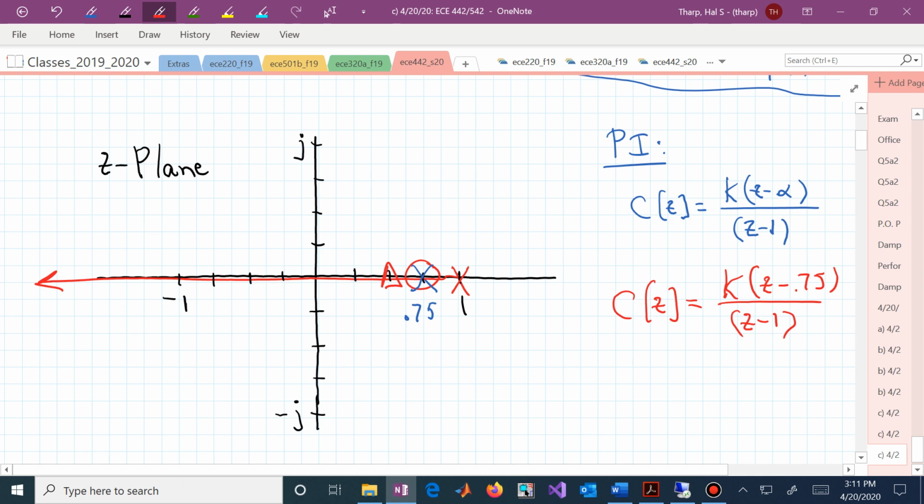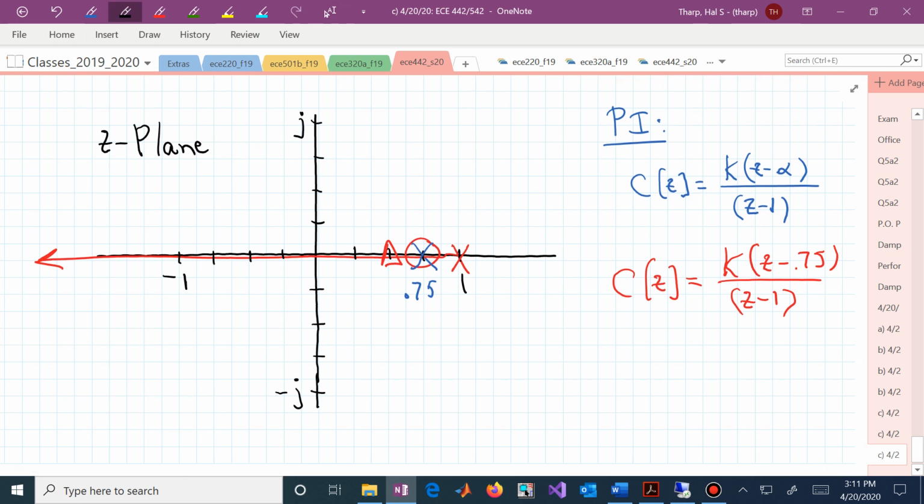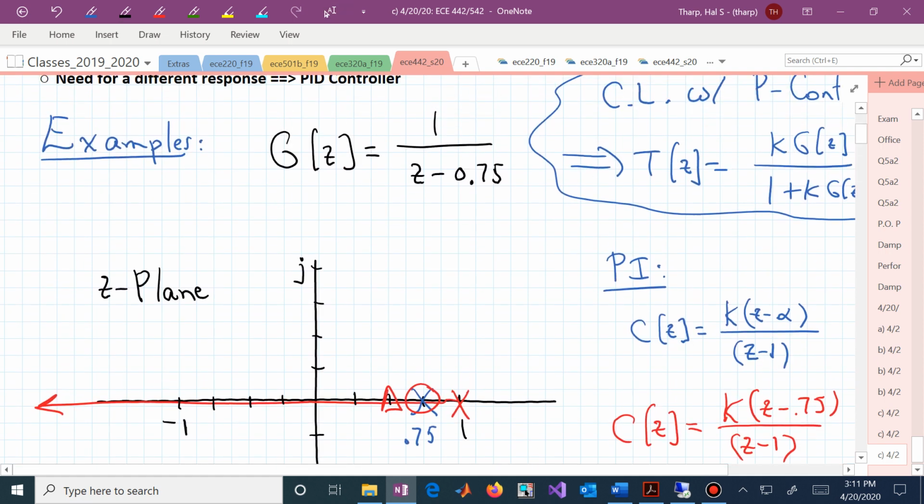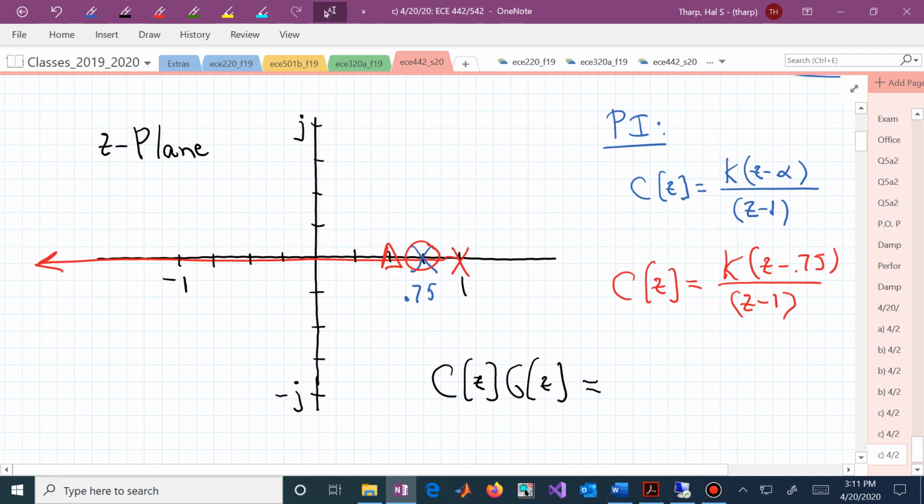That can be done. We now look at our combination of C of Z with G of Z, and that's what we are now sketching the root locus for, this loop gain transfer function CG, which if we cancel the pole at 3/4 with this zero at 3/4, that's allowed. We can cancel poles and zeros inside the unit circle. We now have K over z minus 1.